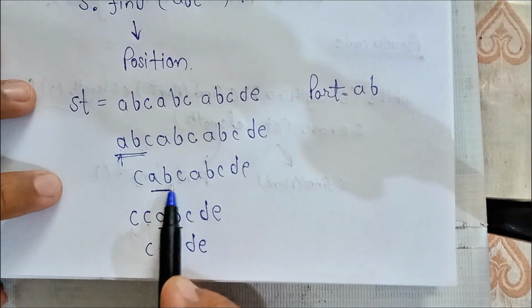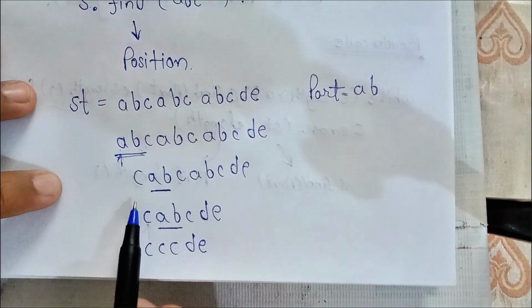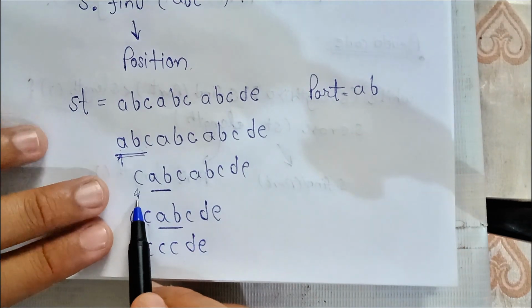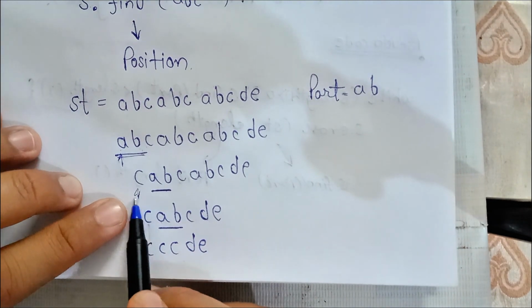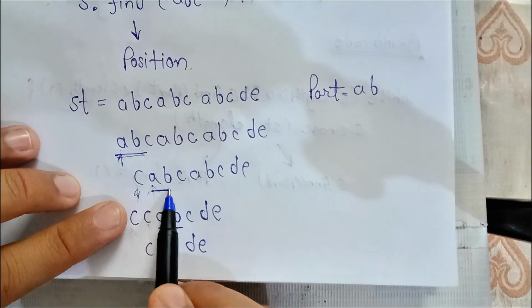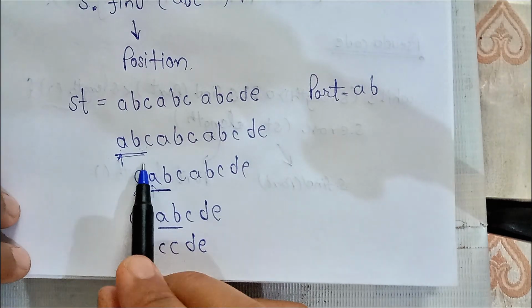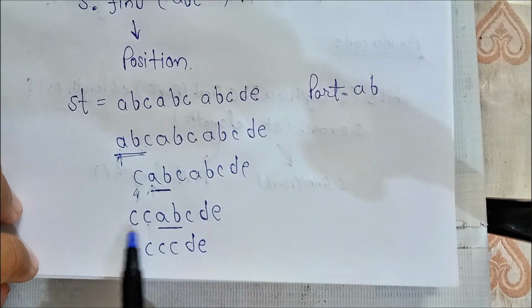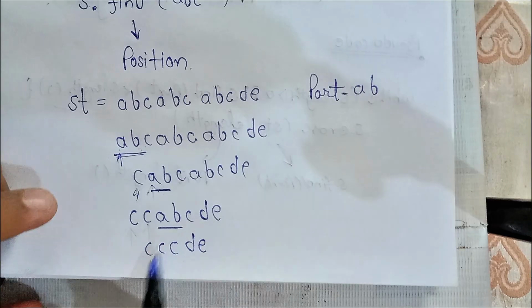So we have c abc abc d. We come over here and check for a. A is not there. Again we move forward. A is here. After A we need B. B is also here. So we will erase this part and create a new string. So the new string is like this: C C A B C D.